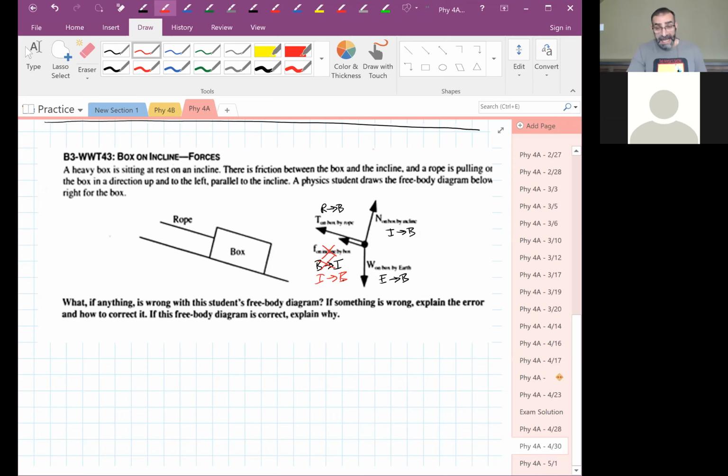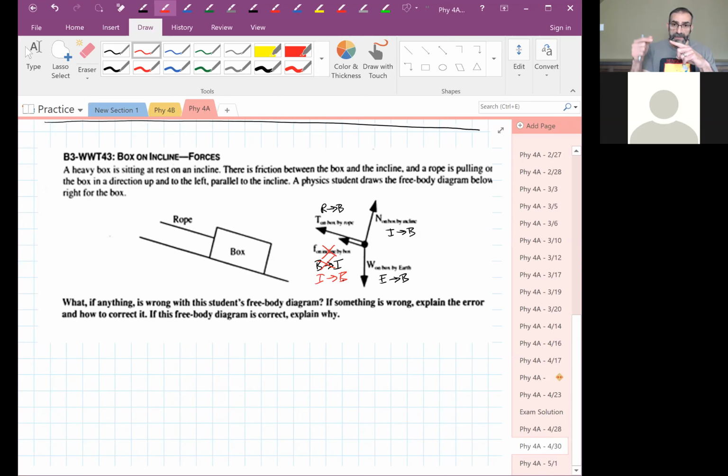So let's think about what would happen if the rope was not there. The box would want to slide down the incline. If it wasn't sliding down the incline, if it was at rest, what direction would our static friction force be? It would be up the incline the way it's pictured here, right? We good with that? So we have a box sitting at rest on an incline. The static friction force is up the incline, right?